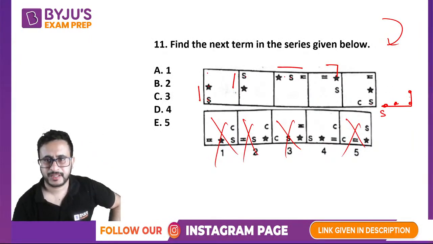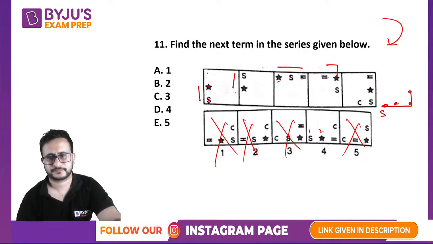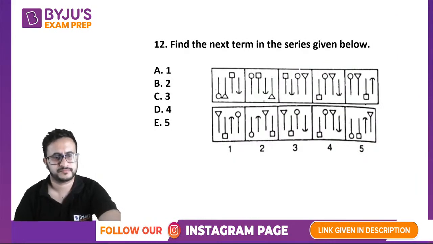So S comes here. Then the element which was at the third position comes to the second position. So star will be the second element. So first is S, second is star. So that follows this sequence. So find the next term in this sequence.